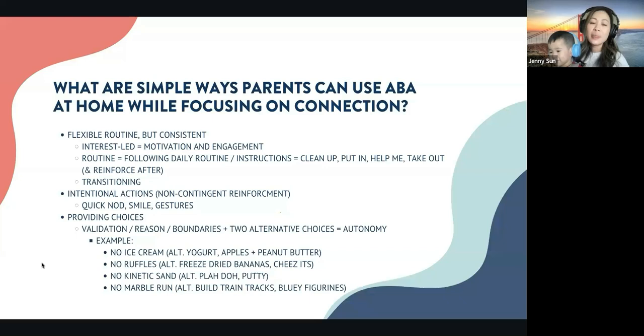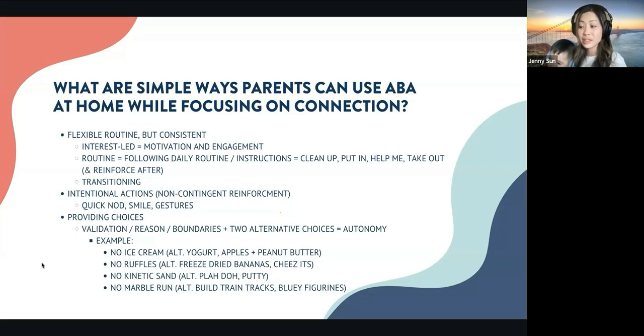So, for example, if your child wants ice cream, let's say right before dinner, and you say, no, you can't have ice cream. I know how much you want it. It's really hot outside, but we're going to have dinner right now. But what you can have is yogurt. Would you like to have some yogurt or would you like to have apples and peanut butter, or whatever you feel your child wants?